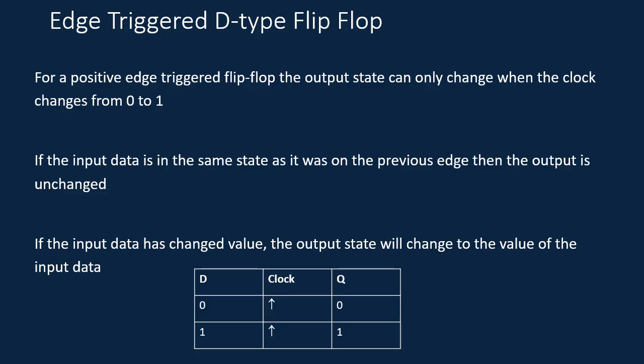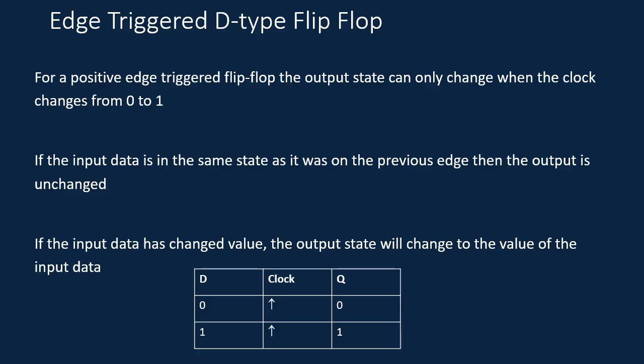Now for edge-triggered D-type flip-flops, when we talk about a positive edge-triggered flip-flop, the output state can only change when the clock moves from 0 to 1. We saw in the case of a level-triggered D-type flip-flop, the value could change at any point when our clock was at 1. But now our output state can only change when the value of our clock changes from 0 to 1.